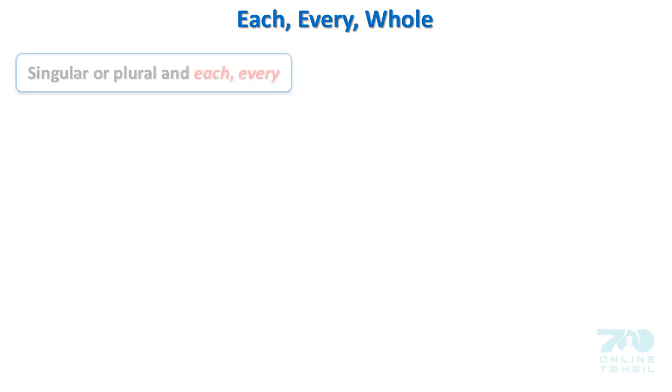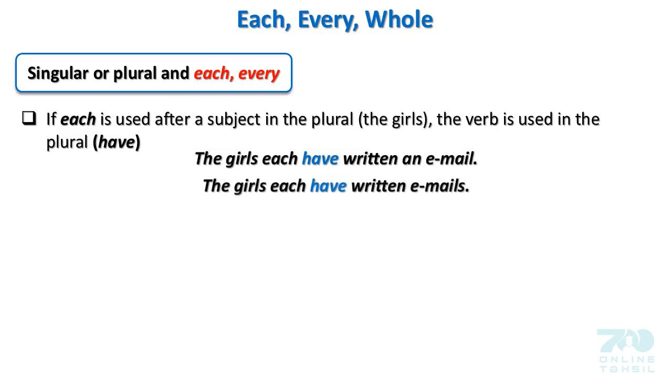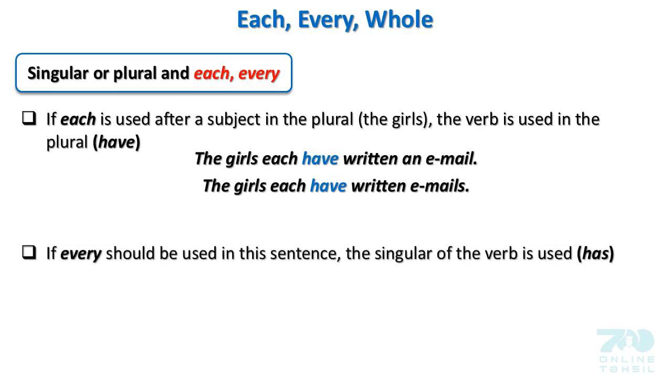Singular or plural, and each and every. If each is used after a subject in the plural, the girls, the verb is used in the plural, have. The girls each have written an email. If every should be used in this sentence, the singular of the verb is used, has. Every girl has written an email.